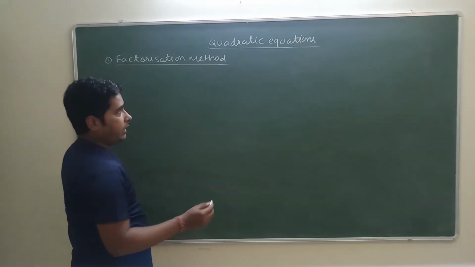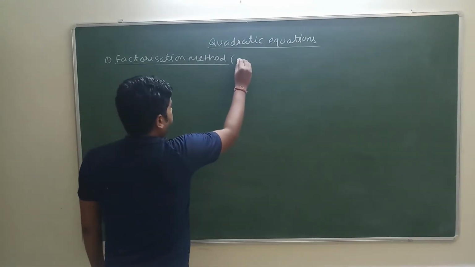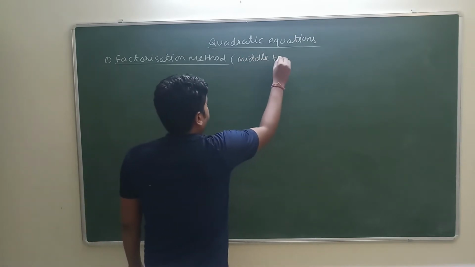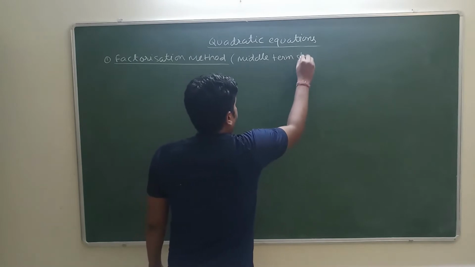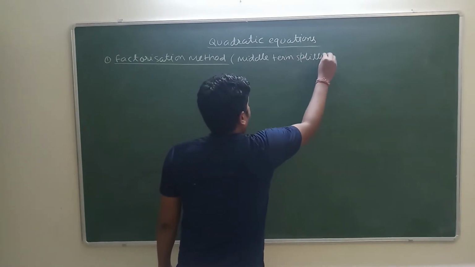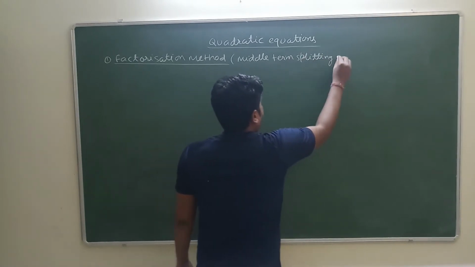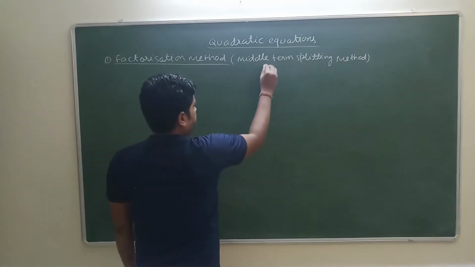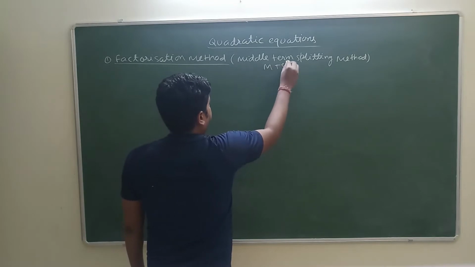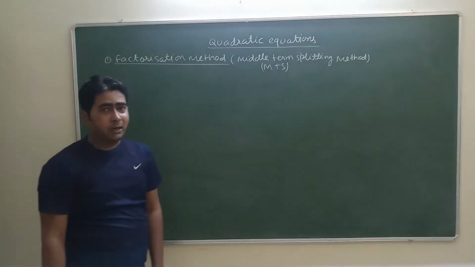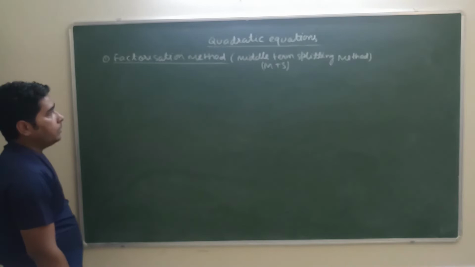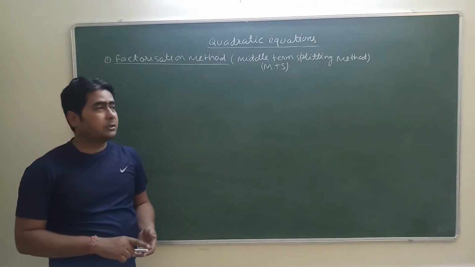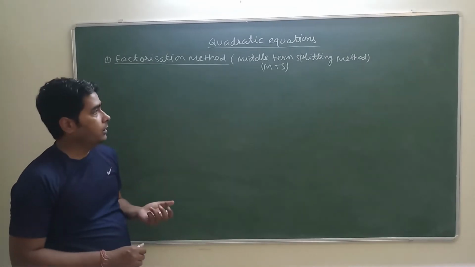This is also known as middle term splitting method, which in short is written as MTS. MTS means middle term splitting method. So in this method, what is the process which we need to follow? What is the working rule?